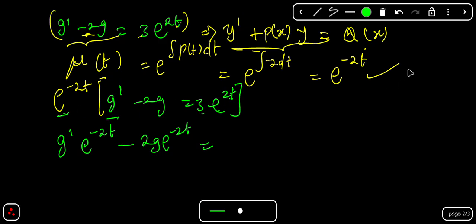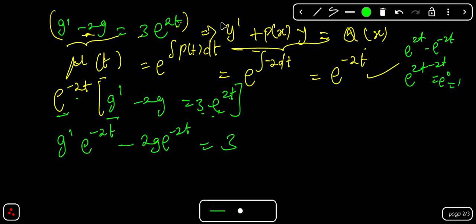Don't forget that e raised to the power of 2t times e raised to the power of negative 2t, we apply the law of indices. e raised to the power of 2t minus 2t is equal to e raised to the power of 0, which is 1. Okay, so e raised to the power of negative 2t times 3 e raised to the power of 2t, that will be 3 multiplied by 1, which is equal to 3.